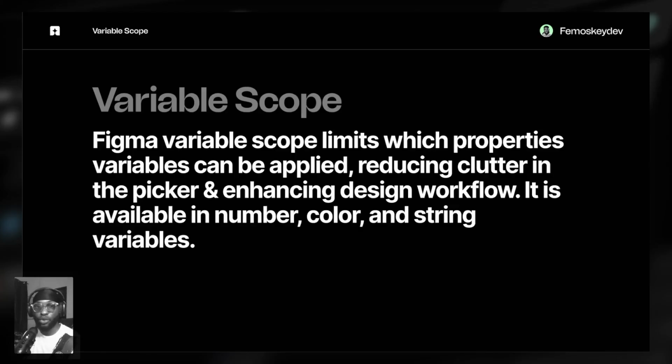Now this helps you reduce clutter in the picker and enhances design workflow. Remember, the most essential use case of design systems and variables is to help you make things easy, so you have better communication with developers and also the entire team. So with variable scope, it's going to be easy for you to say that, okay, this particular color should only be used for the fill. It should only be used for stroke. This particular number should only be used for max width, maybe for height or width only. It shouldn't show when I'm trying to add a border radius and so on and so forth.